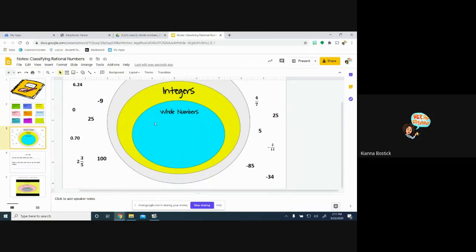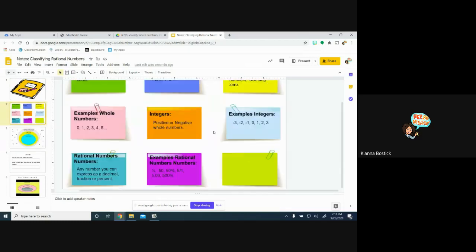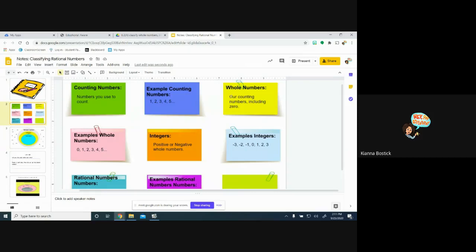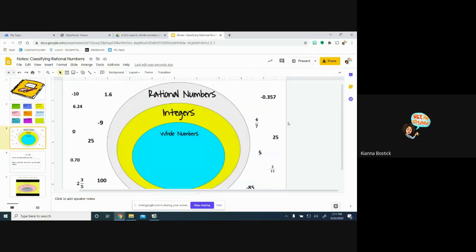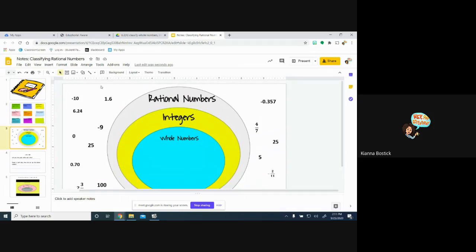Okay, so we're going to start with our whole numbers. So remember what whole numbers are. If we go back, it says that whole numbers are our counting numbers, including 0. So 0, 1, 2, 3, 4, and 5. So basically just 0 and positive numbers. So I'm going to start on the left-hand side. Again, we're looking for only positive numbers for whole numbers and 0.